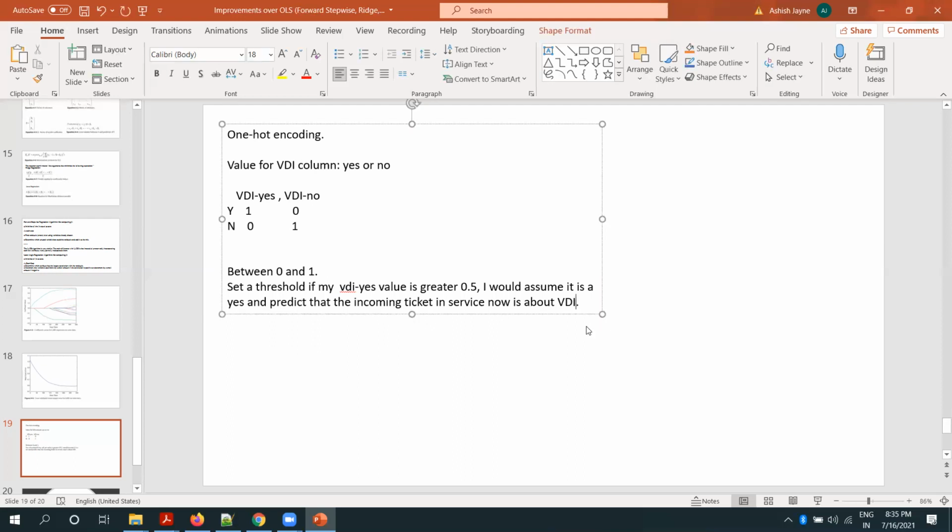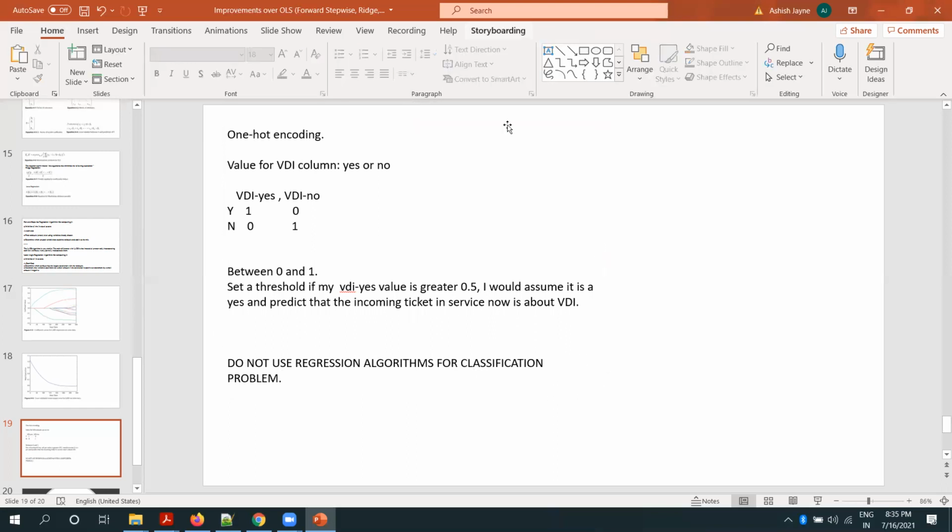But never do it. I'll write it over here also in caps: do not use regression algorithms for classification problems. Okay. Any other questions?